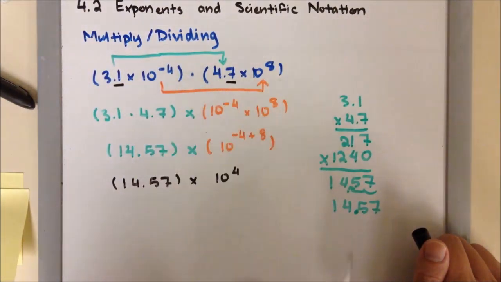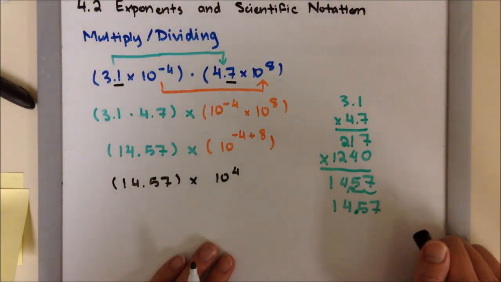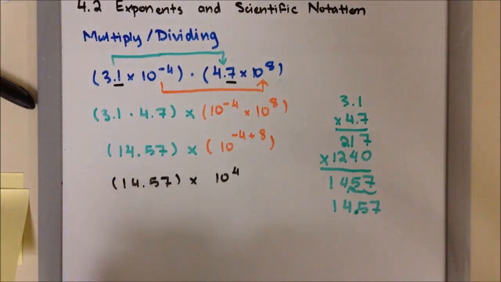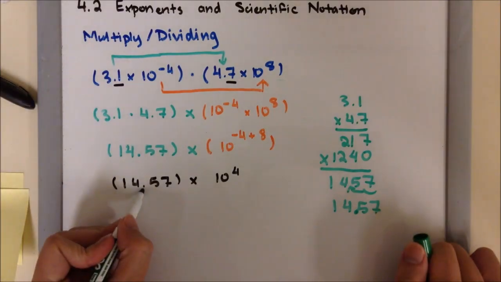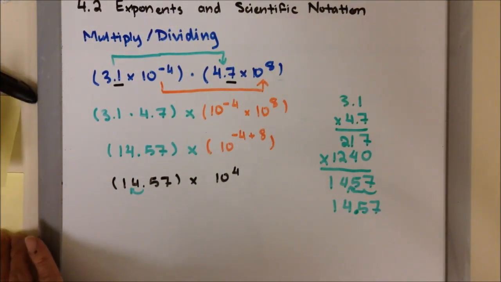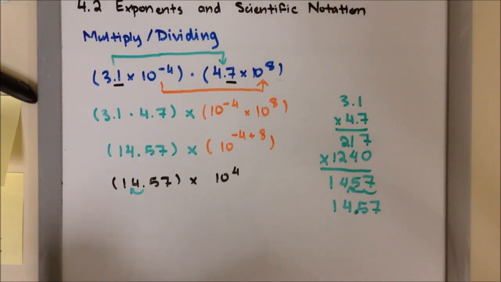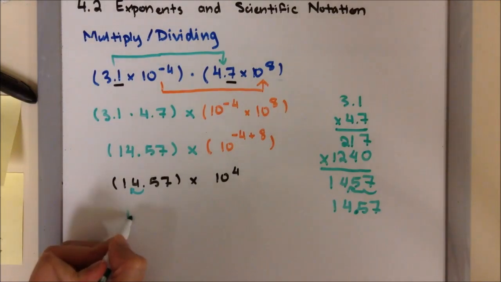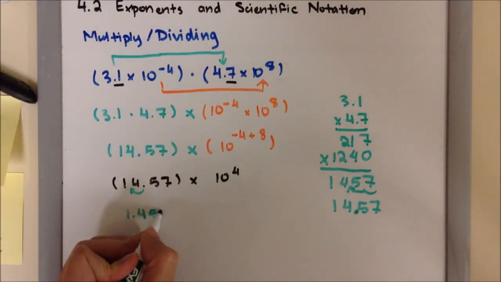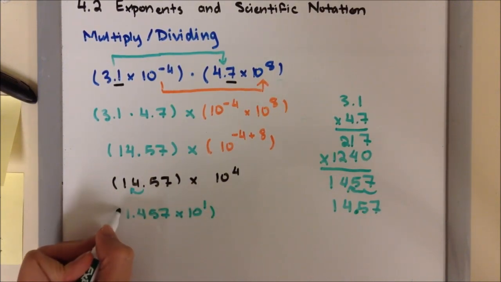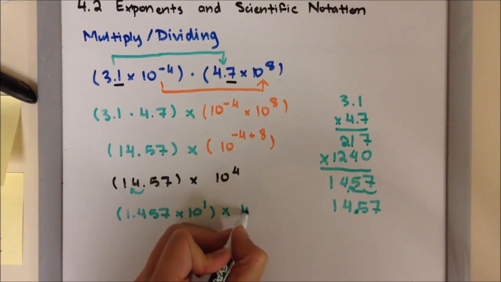Now before we do that, in the previous video I talked about where we need to have our number between 1 and 10. So in order to have it between 1 and 10, I will have to move my decimal to the left 1 time. Since basically I'm converting my standard to scientific, since I move 1 to the left, it's going to be 1.457 times 10 to the 1 power. And then I bring down times 10 to the 4th.